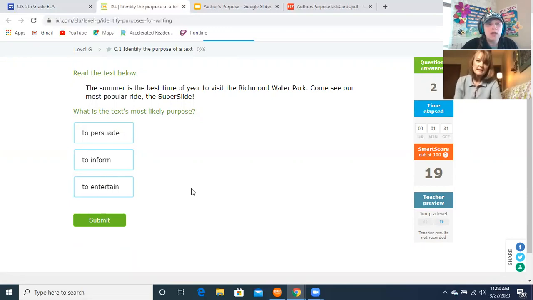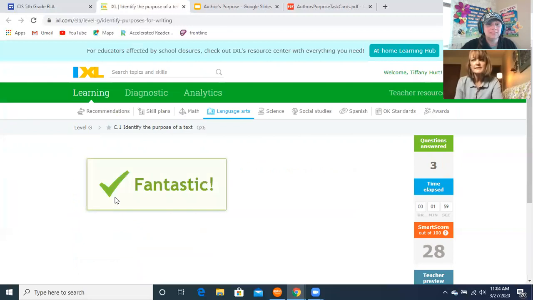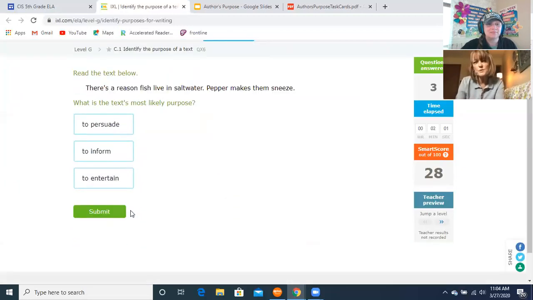Okay, I think it's persuade because it says summer is the best time of the year, and it says come see our most popular ride. So it sounds like they're trying to talk me into visiting their water park. So maybe it's an ad or commercial or something like that. I think you're right. See if she's right. Yay! All right, we've got two more.